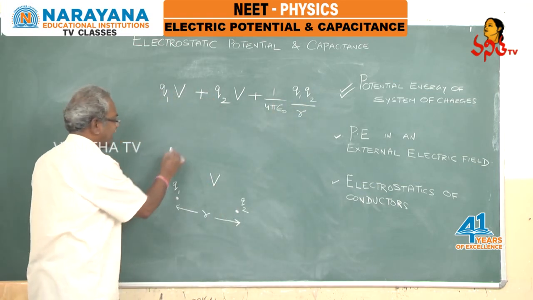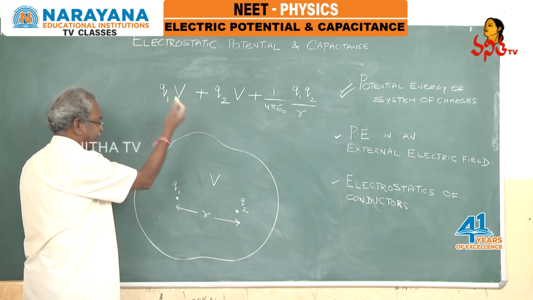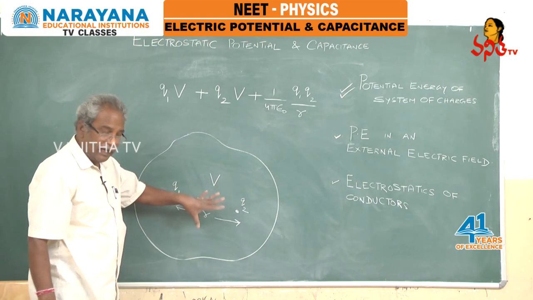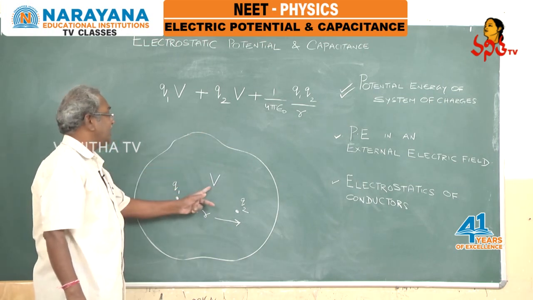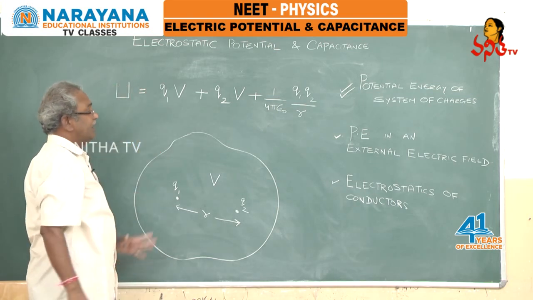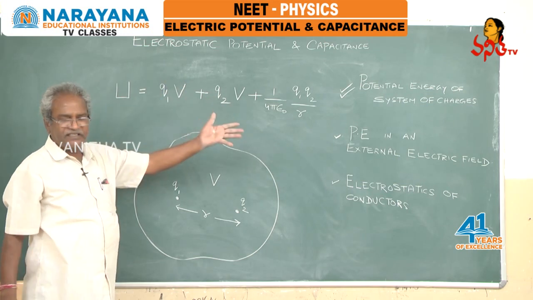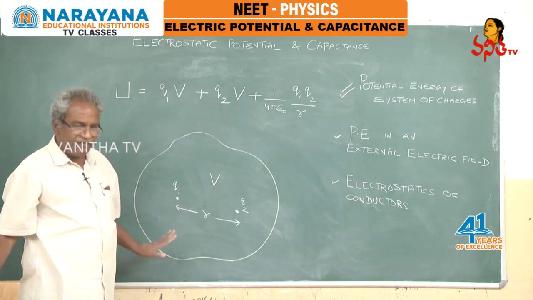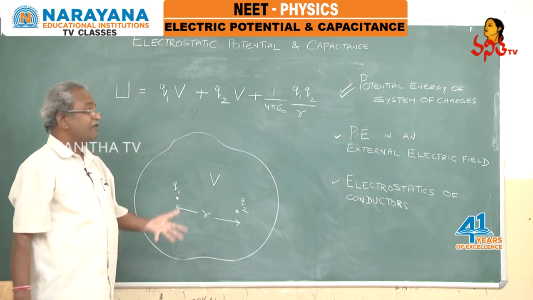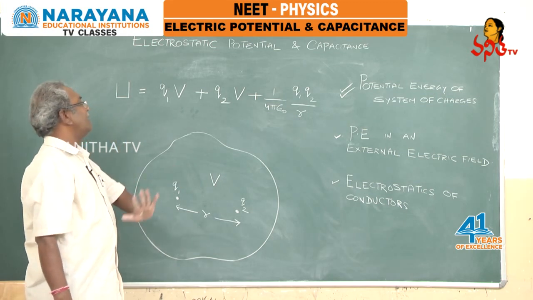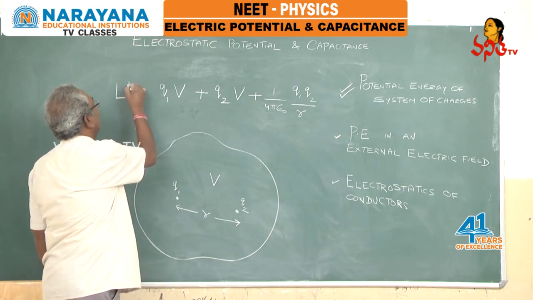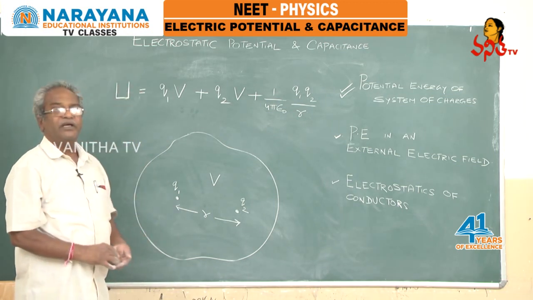So total potential energy of this system of two charges with separation of r between them in the external electric field, where everywhere the potential is V, is this. Like this we can calculate the potential energy of a system of charges when no other electric field is present, and the potential energy of the system of charges when an external electric field is present and because of it the potential is V over here. This is the calculation of total electrostatic potential energy.